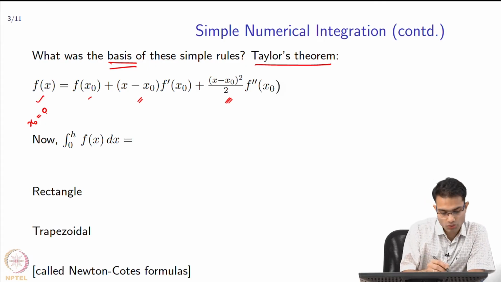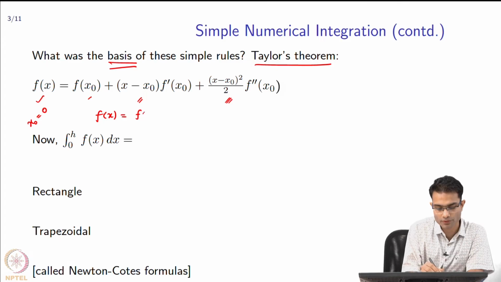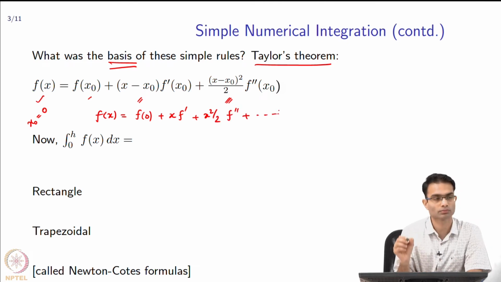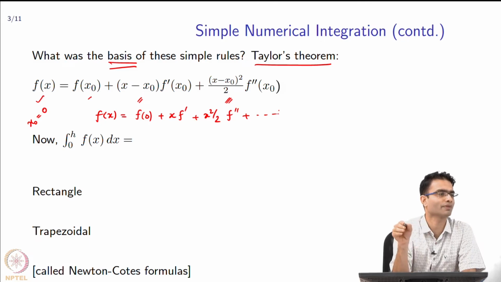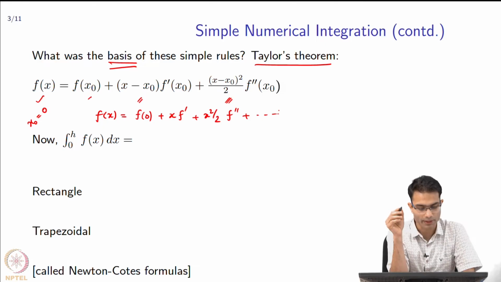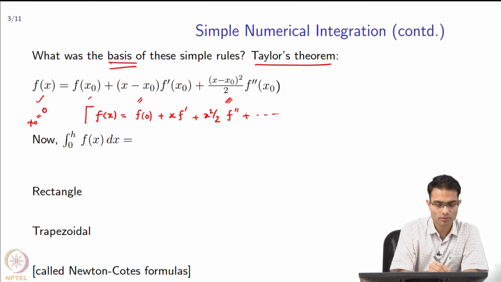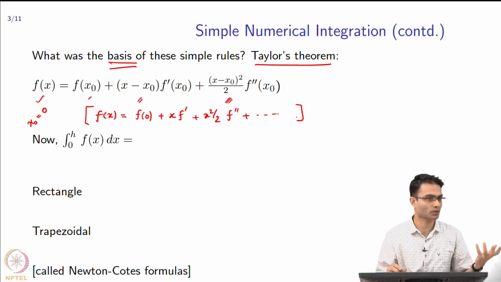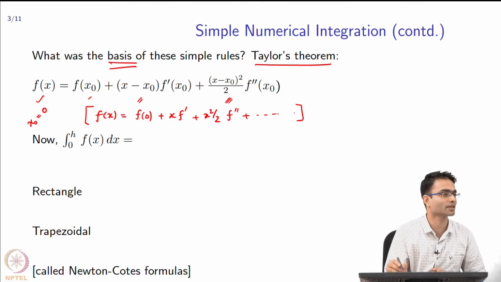So what is f of x then? f of 0 plus x f prime plus x squared by 2 f double prime, and so on. Okay, I can put the origin wherever I want. So I've just put x naught at 0 just to make the math easy. Now I have a sort of analytical form for f, which is an approximation. It will be an approximation depending on how many terms of this series I keep.